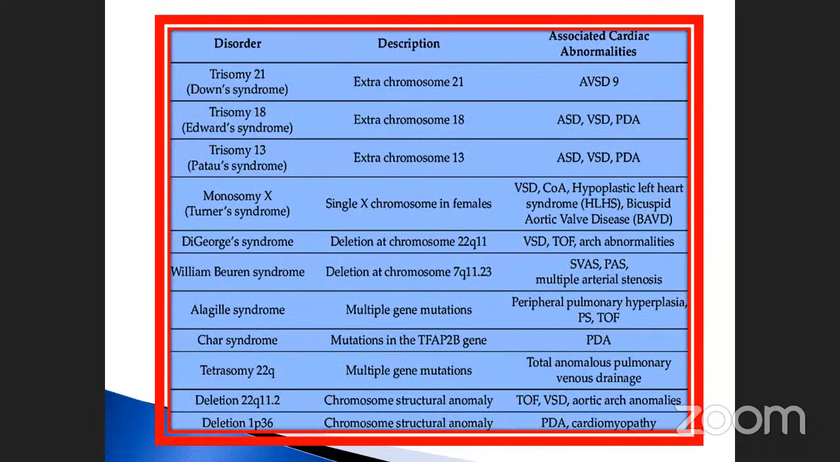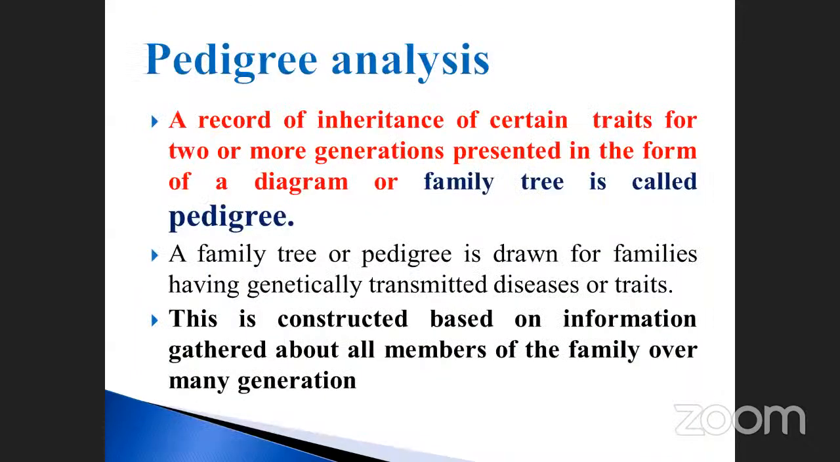Okay. See, disorders and description and associated cardiac abnormalities. Already we discussed this point also. Trisomic 21 Down syndrome, trisomic 18 Edwards syndrome, trisomic 13 Patau syndrome. These are all of trisomic nature. Monosomy is also sometimes there. That is called Turner syndrome: single X chromosome in females only. Only one X chromosome is present in it. That condition is called monosomy. That is also another thing. Likewise, the chart has been given here. Go through it in your book. You will get the idea.